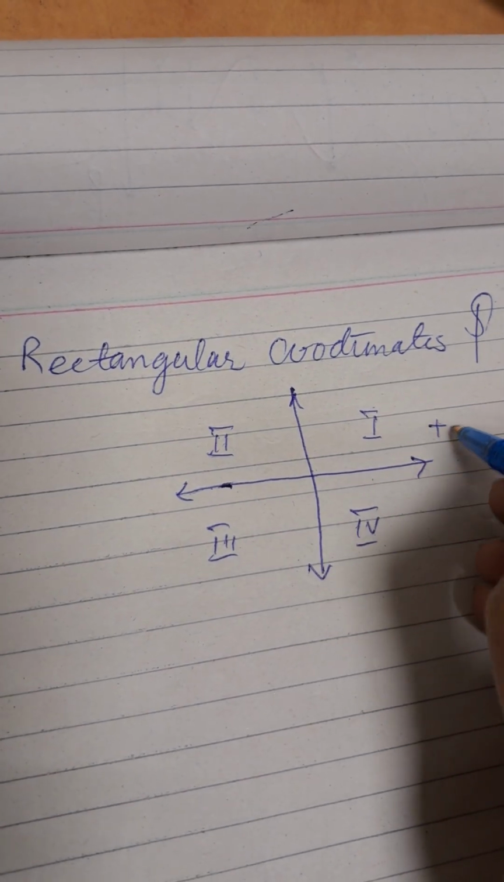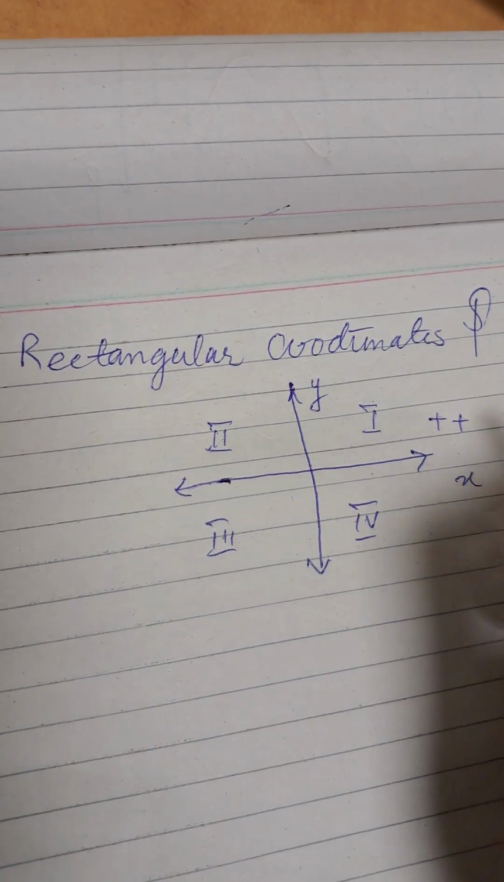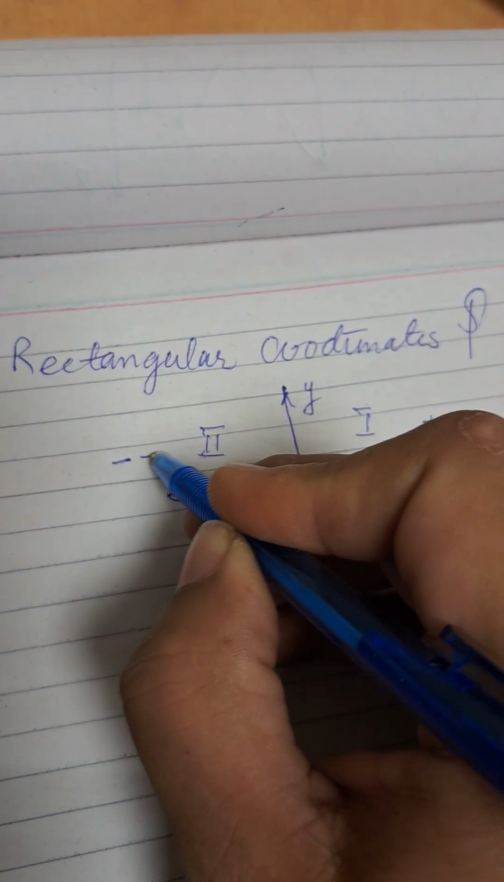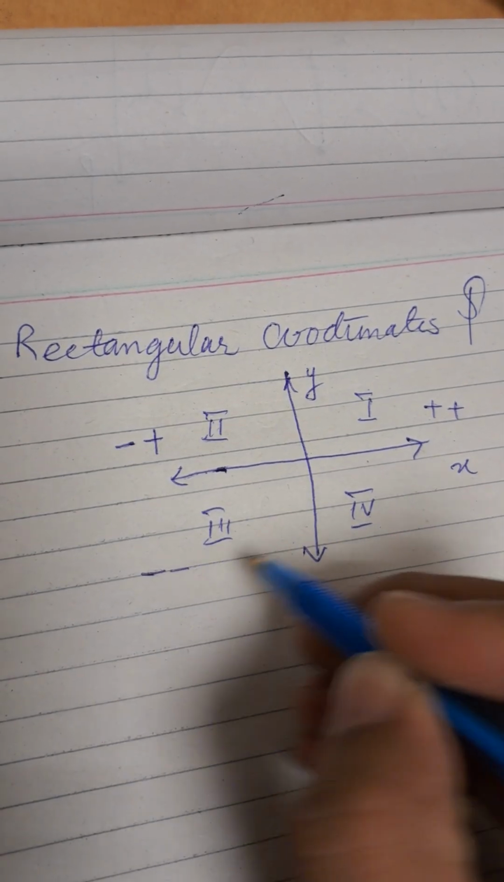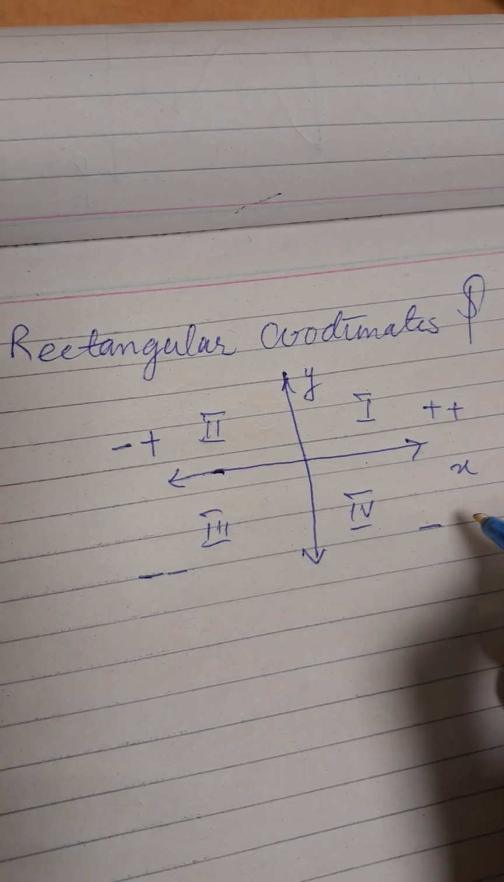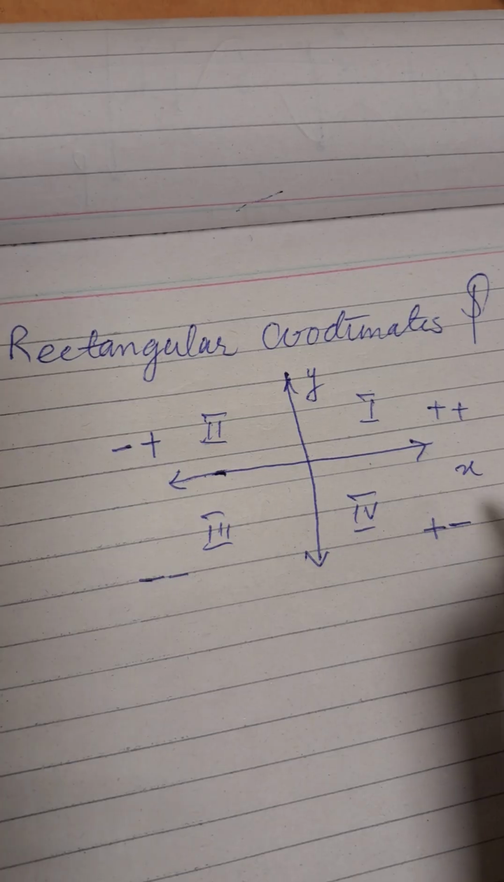In this one, if this is x and this is y, both of them are positive. In this one, x is negative, y is positive. Here both x and y are negative. And the fourth one, x is positive while y is negative.